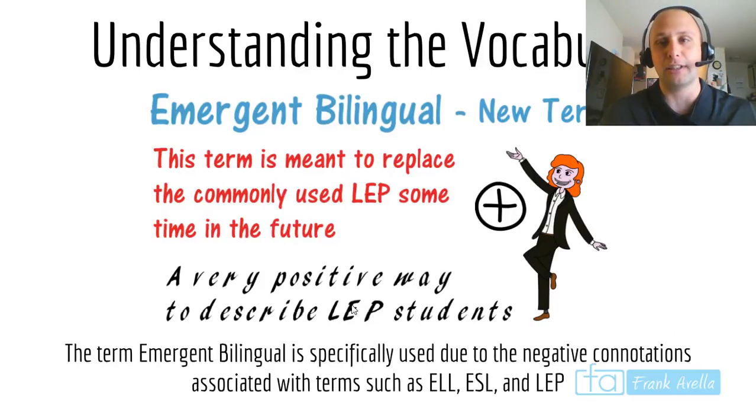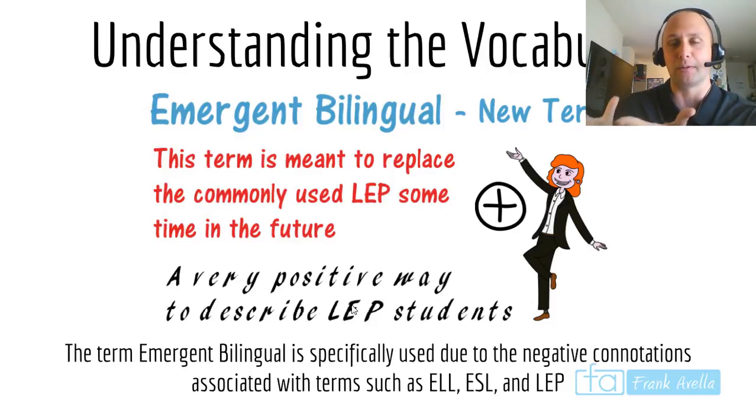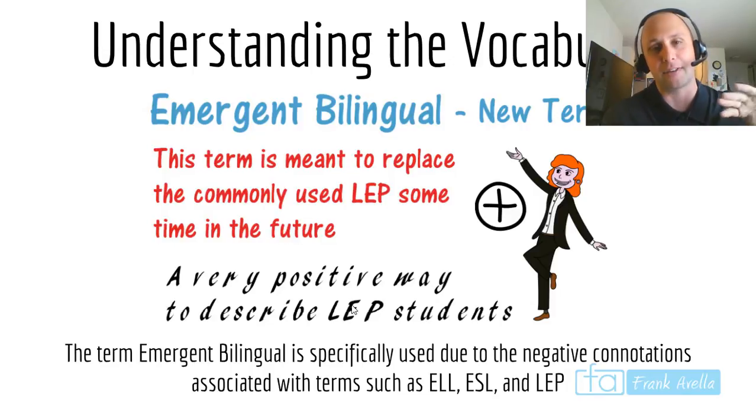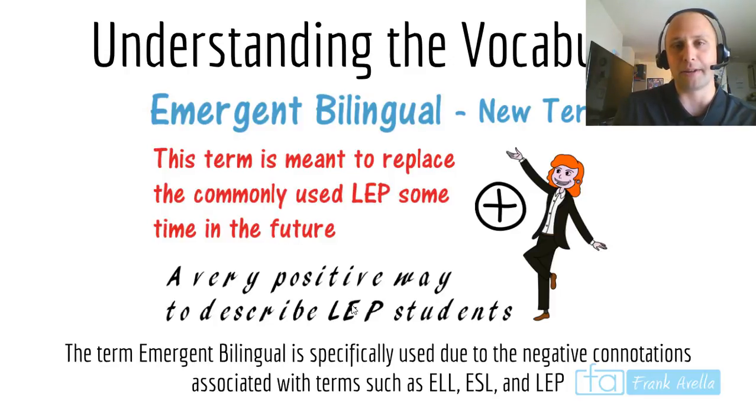Let's keep going, right? Emergent bilingual. This is the new term. This is what everybody's talking about. It's going to be used to replace LEP, ELL, and the rest of them. But the reason they use this really is that it's positive, emergent bilingual, right? So it just basically takes the negative connotations away. So emergent bilingual is like, okay, they're learning something. They're becoming bilingual. It's a positive way of describing these students. Now, you might not hear it that much. I don't know if it's gaining traction, but that's the new term that's coming up.